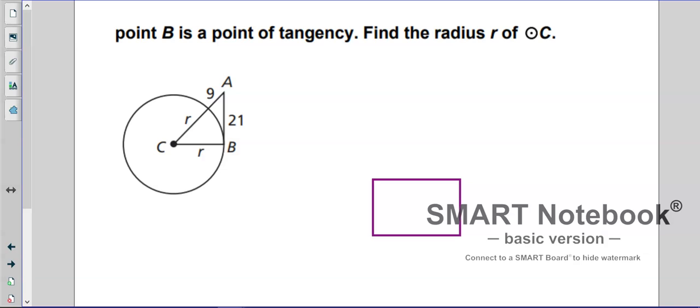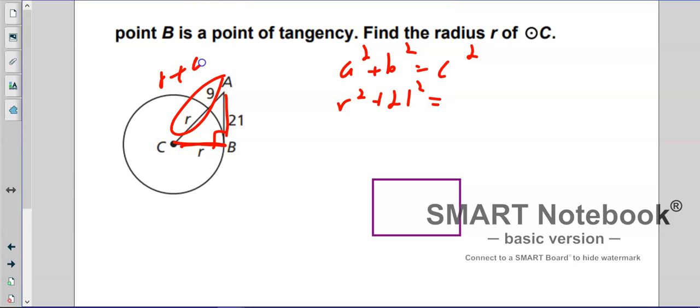Find the radius, R. Okay, so this is one of those ones again where we're doing a squared plus b squared equals c squared. All right, so here's my right angle. So R is one of my legs. 21 is my other leg. And then again, this is R plus 9.